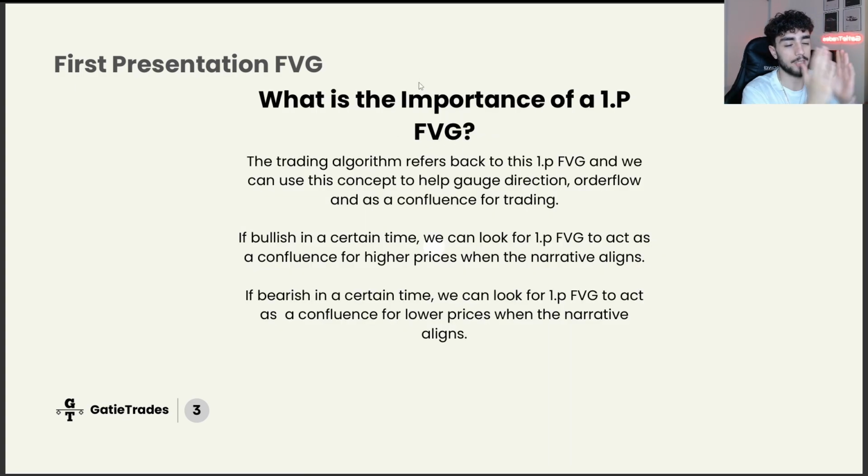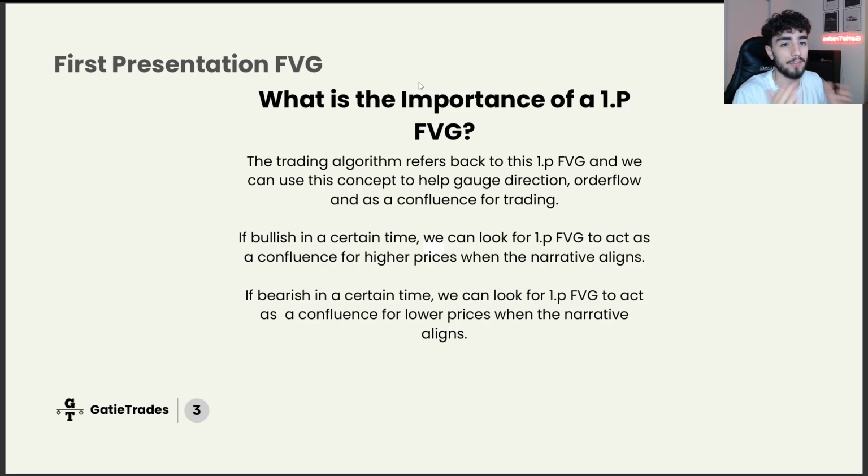So what is the importance of this before I get to some examples? The trading algorithm refers back to this as the first imbalance. So imagine the market opens at regular trading hours, 9:30 a.m. Eastern time. We put in a fair value gap. That fair value gap will be referred back to algorithmically, right? Because it is the first imbalance. It's the first opportunity to offer efficient delivery, rebalance inefficiency, offer fair value, etc.